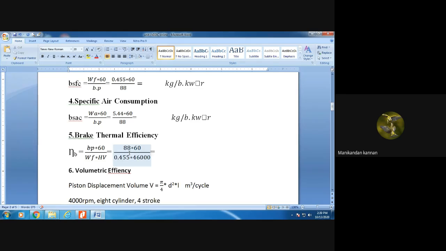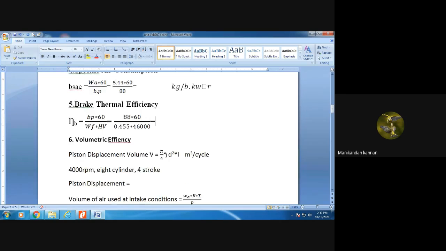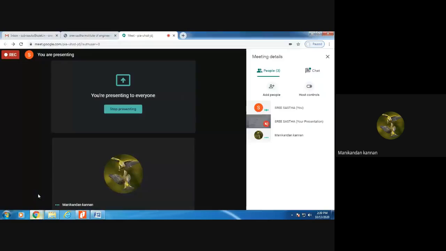Okay, now volumetric efficiency. The last one, volumetric efficiency.